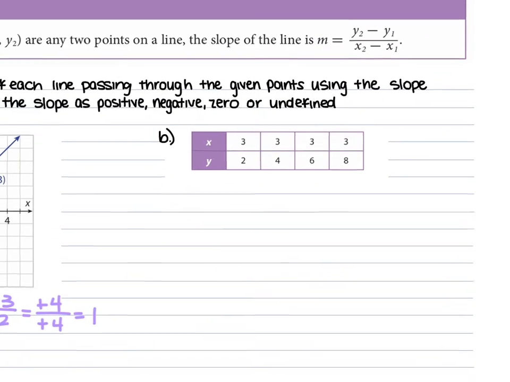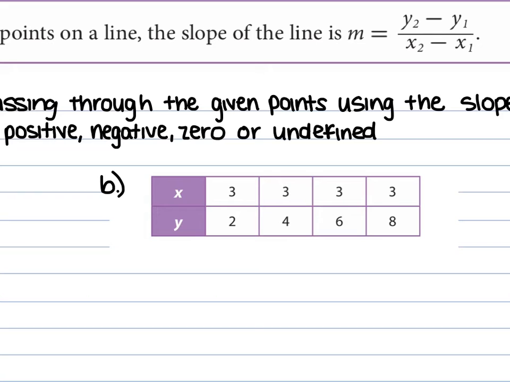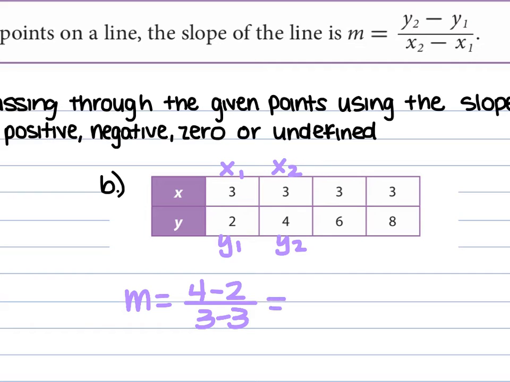For B, we have an x value of 3. We're going to use 3, 2 as x1, y1, and 3, 4 as x2, y2. All right, so we are going to be doing 4 minus 2 over 3 minus 3. 4 minus 2 is 2. 3 minus 3 is 0. Anything with 0 in the denominator is undefined.